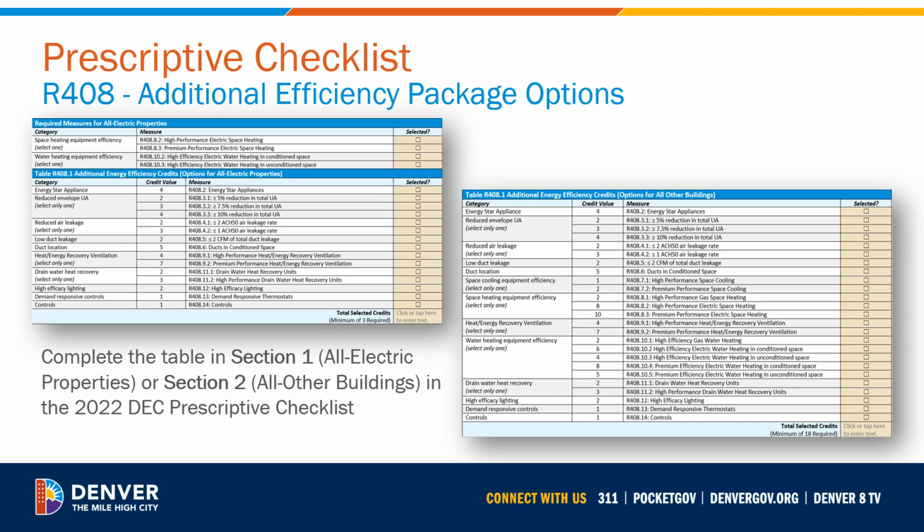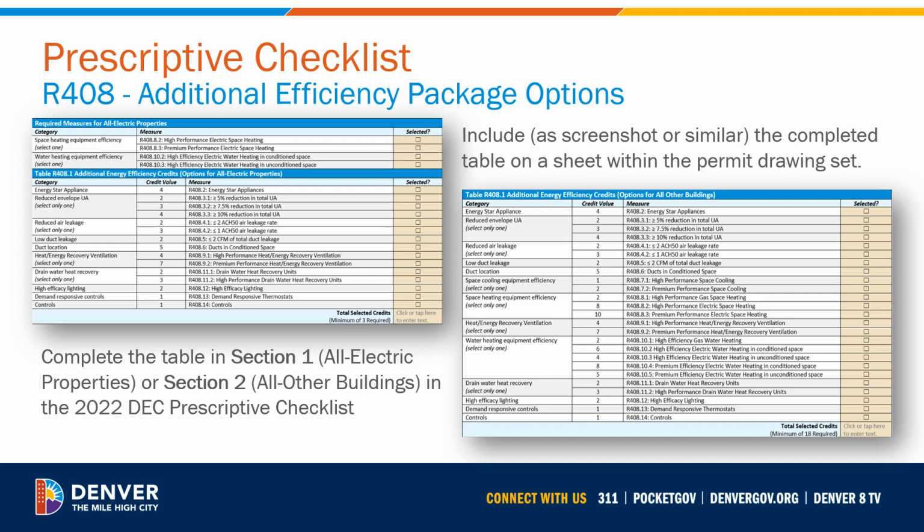Make sure you are filling out the correct selection based on your building's fuel sources. Note that R408 is required for new construction only. Additions and alterations do not need to complete this section. Use the checkboxes to indicate the selected additional efficiency packages and use the text box at the bottom to sum the total credit value of all selected measures, making sure the minimum requirements are met.